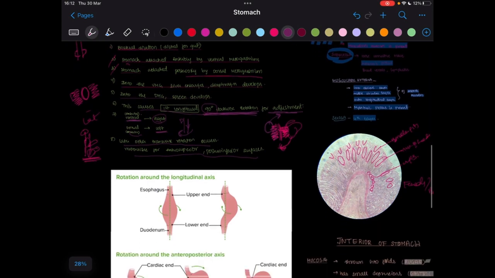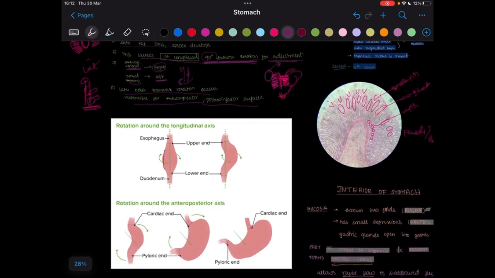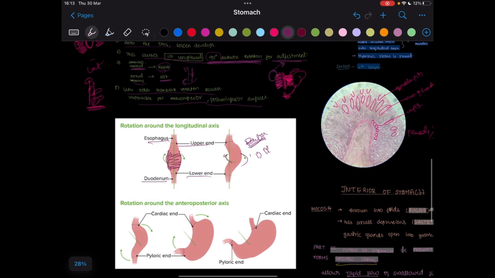If you look at the diagram, this is the dilation occurring on the distal part of the foregut. This is the esophagus, this is the duodenum, and this is the part where the stomach is formed. So this is the upper part, the lower part, and you can see the 90-degree rotation here, because the factors responsible for it are the development of the liver and the spleen. The liver develops into the ventral mesogastrium and the spleen into the dorsal mesogastrium, which causes the 90-degree clockwise rotation of the stomach.